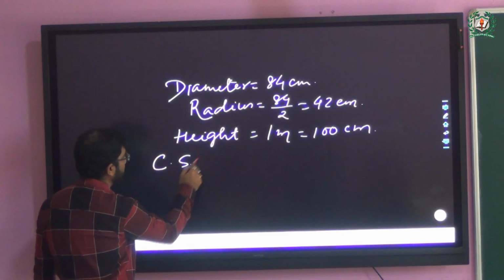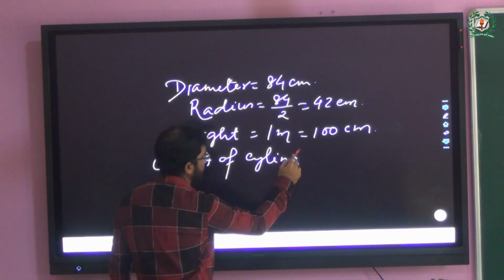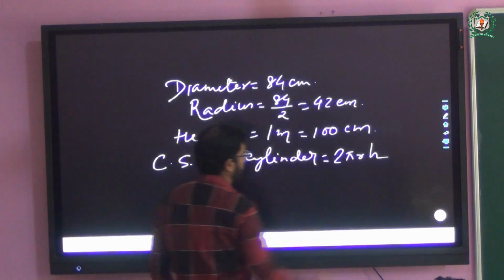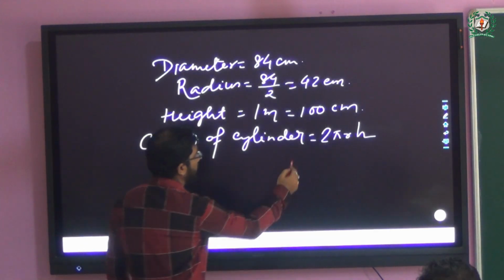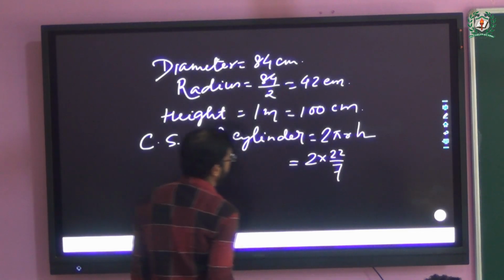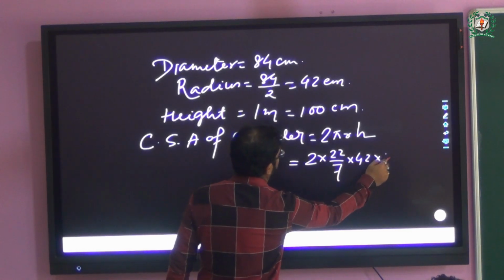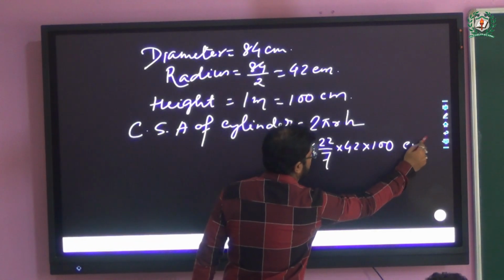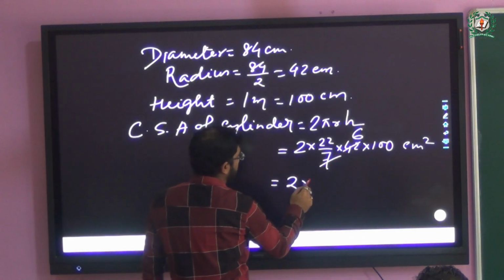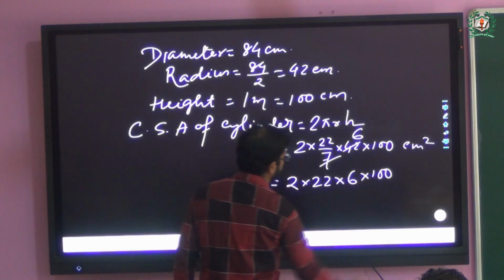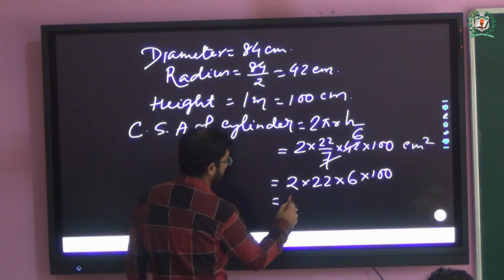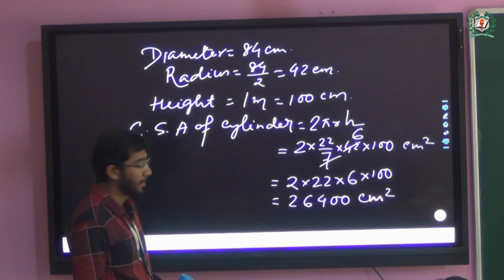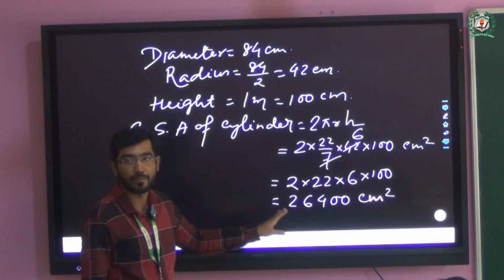Now, what is the curved surface area? Find it. Curved surface area of cylinder. What is the formula to find CSA? 2 pi r h. What is the value of pi? 22 by 7. So write 2 into 22 by 7. Radius given 42. Height given. Unit centimeter square. Right? 7 6s are 42. That means 2 into 22 into 6 into 100. How much is it coming? 26,400 centimeter square.